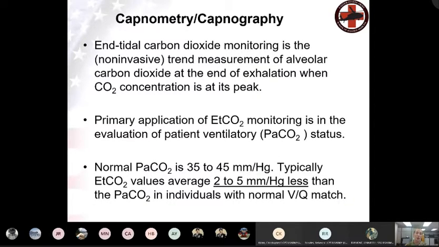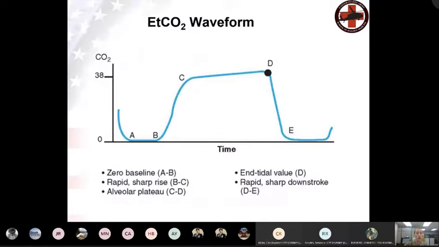So we have to be cautious when we treat what we see in an end-tidal CO2 because it could be leading you down a path that is erroneous. So keep that in mind, that correlation of 2 to 5 less is only when we have a normal VQ match, so a ventilation and perfusion match.